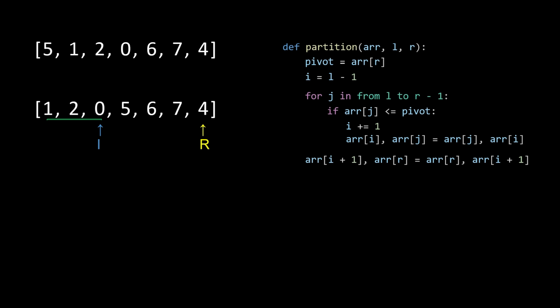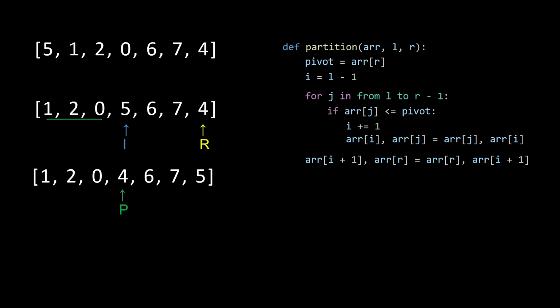Now what we have to do is somehow bring the pivot right over here in the middle. So the way we can do that is by just incrementing I by 1 and then swapping the value at I and the pivot. So that is just going to move this greater value to the position of the pivot, and the pivot will come in the middle. So we are just going to switch the value at I plus 1 with the pivot like so. So we increment I by 1 and then we swap the values.